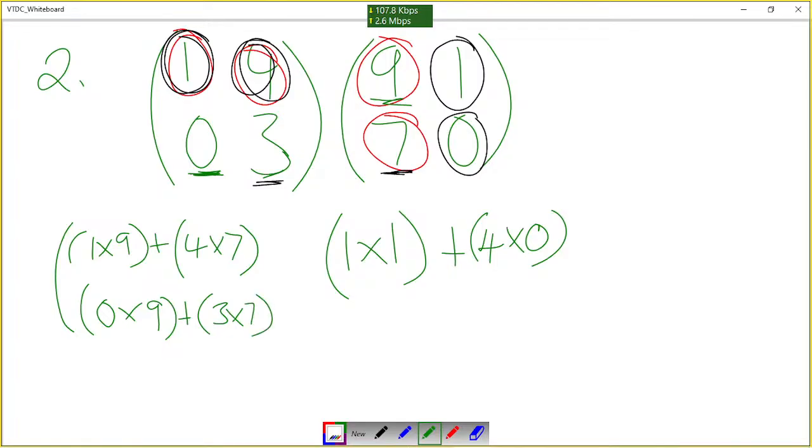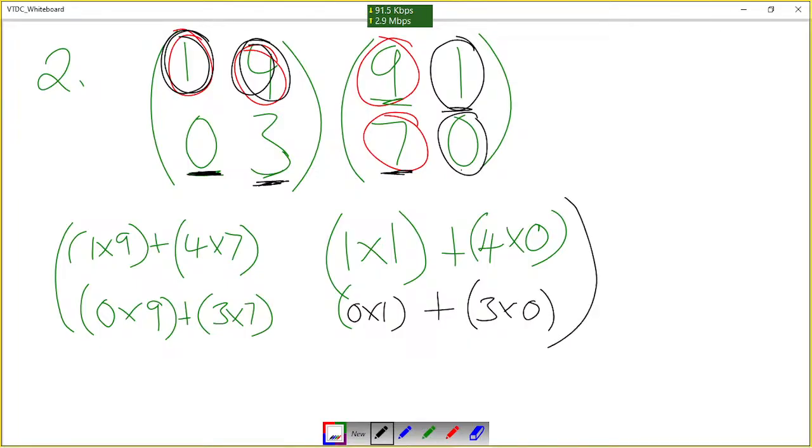Okay, then what next? I'm going to open bracket here, and then I'm going to multiply this 0 by 1, so it's going to be 0 by 1, like that, then plus, open bracket, then 3 by 0, so you have 3 by 0. Okay, like that, then close that in that bigger matrix. Okay, now what next is to find the values.